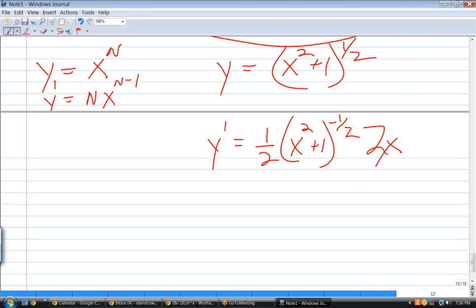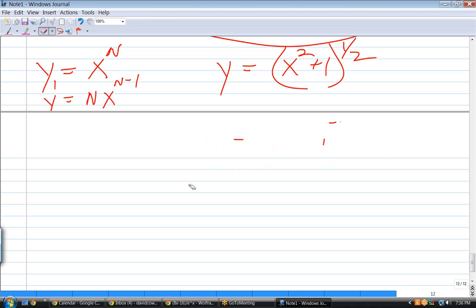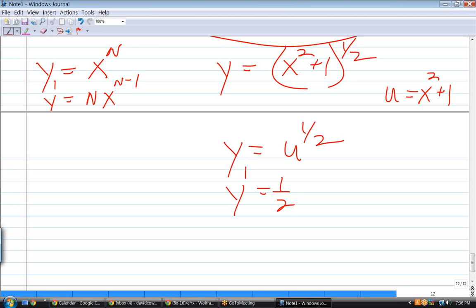I could just as easily have looked at this and said, well, I'm going to use u substitution, and I'm going to let u be the inside. So I'm going to let u equal x squared plus 1. So now I have y equals u to the 1/2. And if I differentiate that, I get y prime equals 1/2 u to the minus 1/2. But now I've got to multiply that by du dx, which is the derivative of the inside.